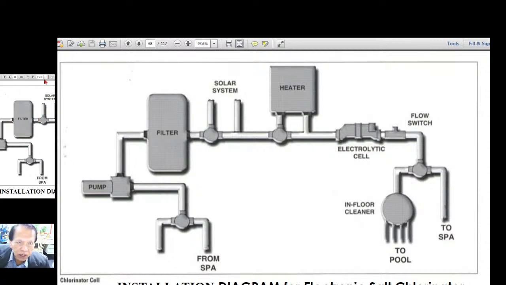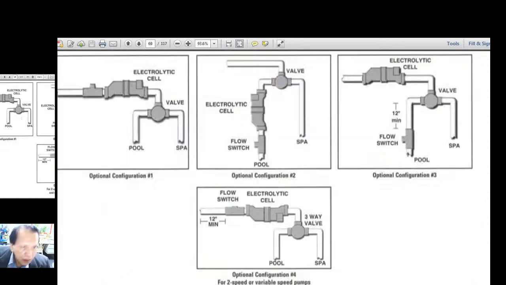What is this solar system? If you have a solar water heater, it could also be used to heat your water instead of using an electric water heater. So when you use a solar system of water heating, then you can save energy. Okay, here are some detailed samples of the installation.